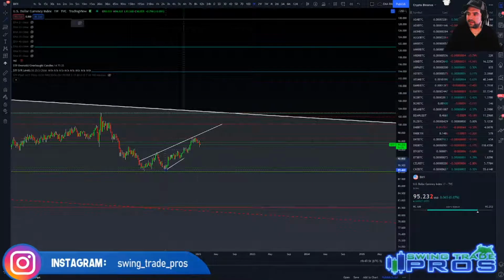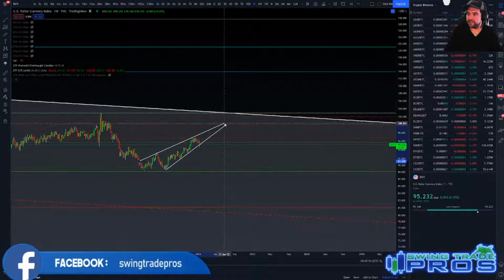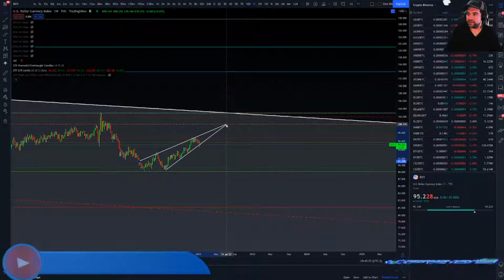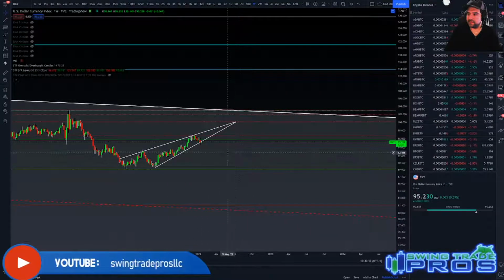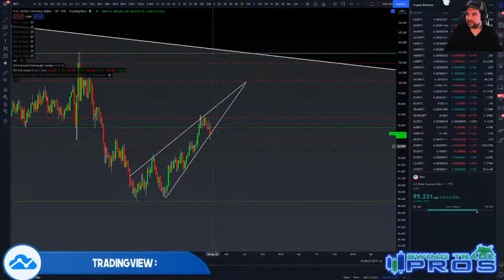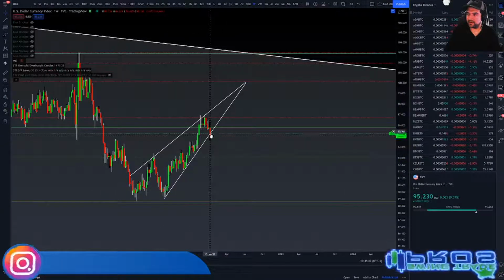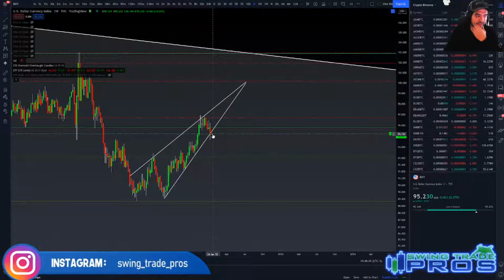But this does look like a rising wedge. Just saying. This doesn't look bullish, right? This looks like we got a breakdown, and now we're back testing this breakdown right now. Okay, so let's wait for confirmation of a rejection on the DXY there.